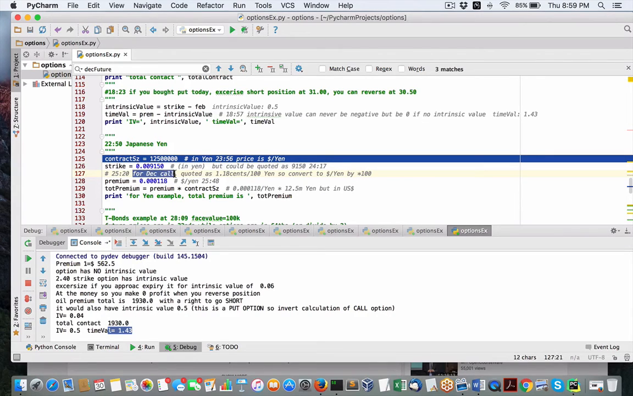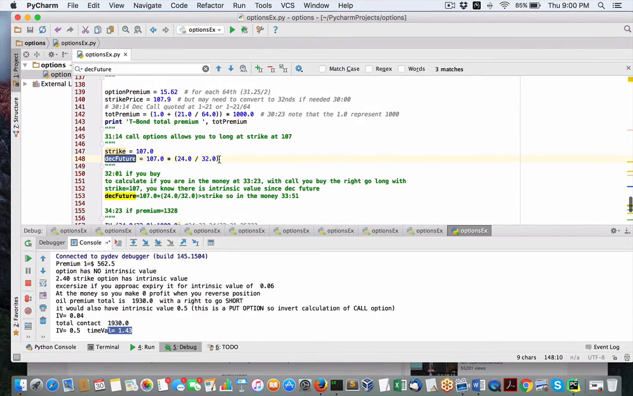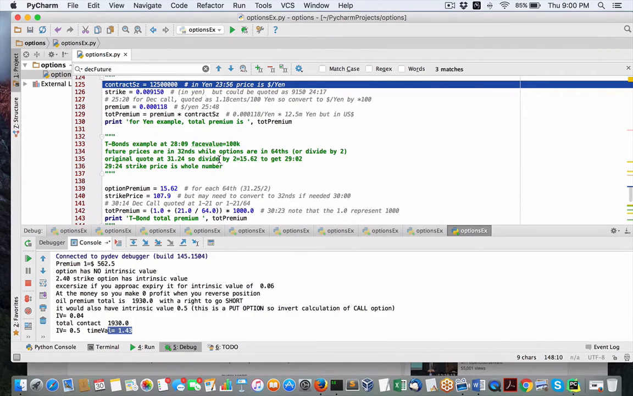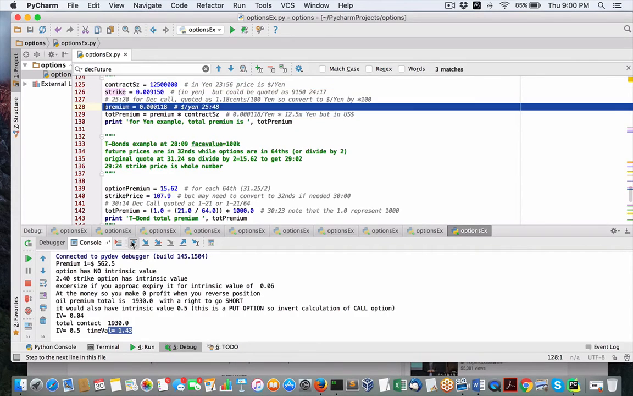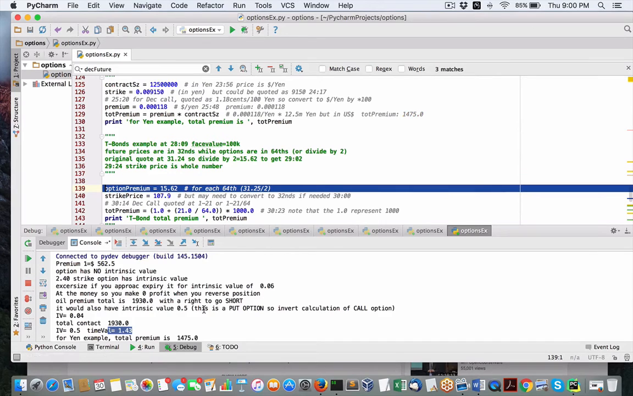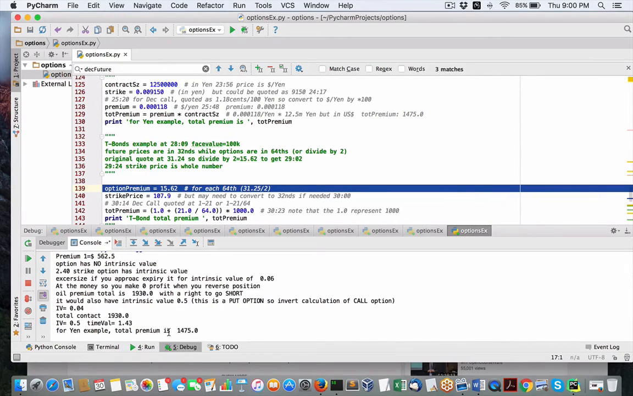Also, a December call gets quoted at $1.18 per, here's the key, 100 yen. So you have to convert the dollar per yen by multiplying by 100. Also our premium is $1 per yen, so this is how much in dollars per yen. So what we're doing now is calculating the premium times the contract size of 1.25 million to get the total premium. So let's do that. Okay, so there you go. The yen example is 14.75 for total premium.